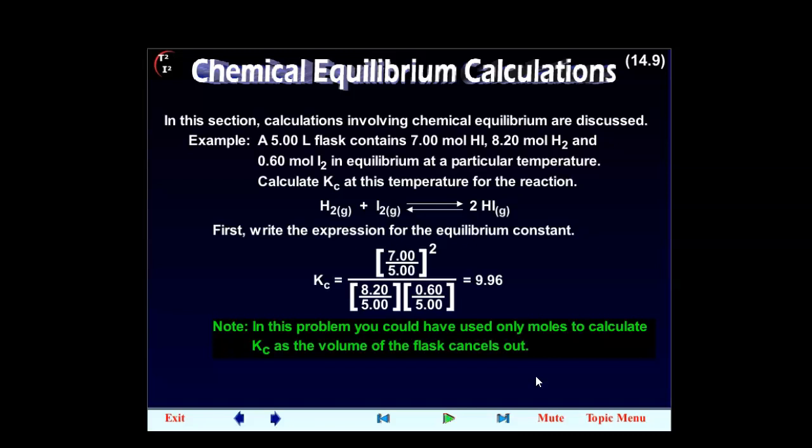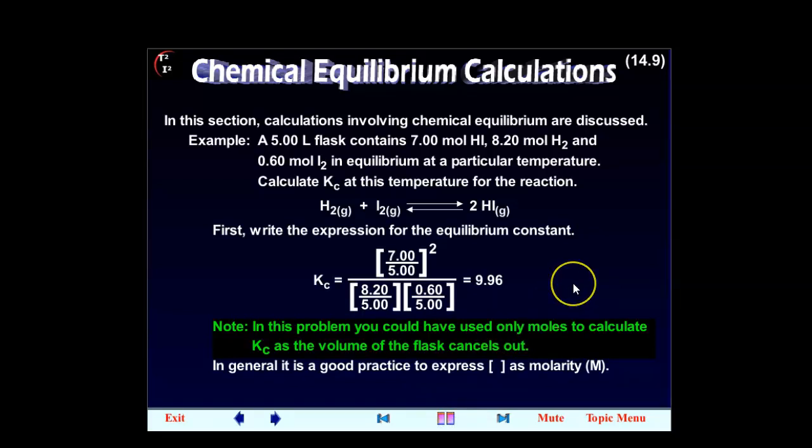at that temperature. Remember, this is your HI, which is your product. Of course, that is this coefficient, these two becomes the exponent, and that is how this one becomes exponent in that case. But this one they both have coefficient of 1, so you don't have any exponent in this case. All right. In general, it is a good practice to express concentration as molarity M.